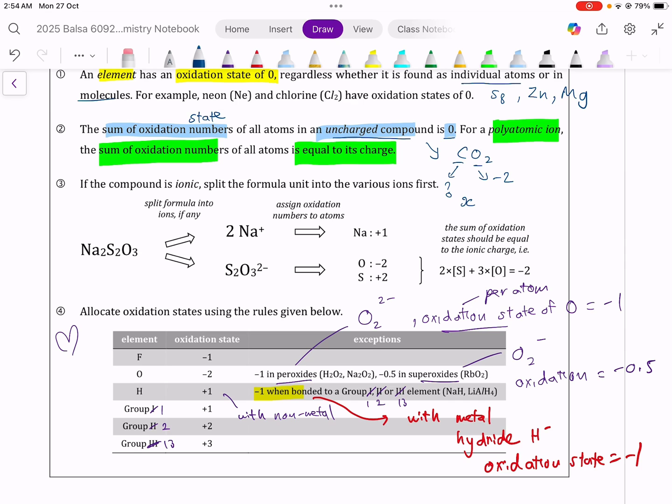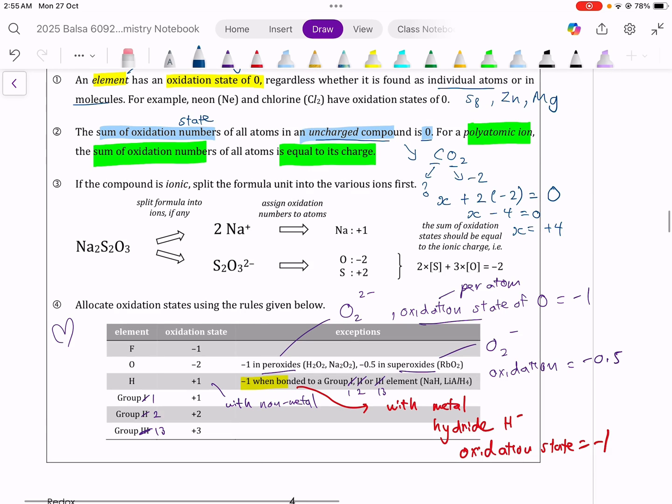Let the oxidation state be X. Then you have 2 oxygen atoms, each one is -2. Overall it is an uncharged compound, so it's 0. That's how you use this rule. So X - 4 equals 0, X will be equal to +4. So the oxidation state of C is actually +4.